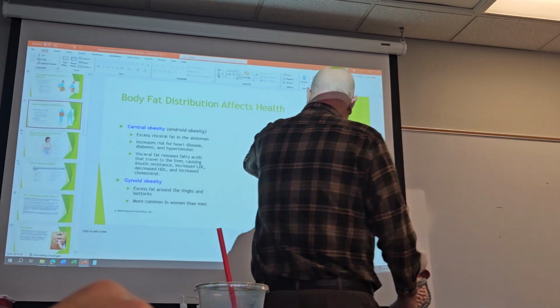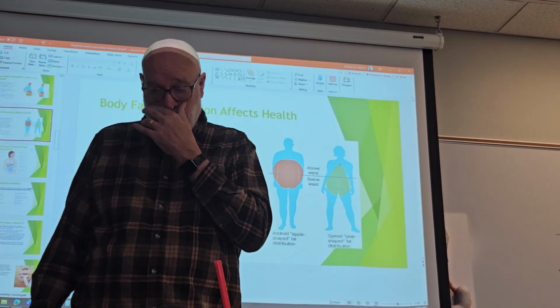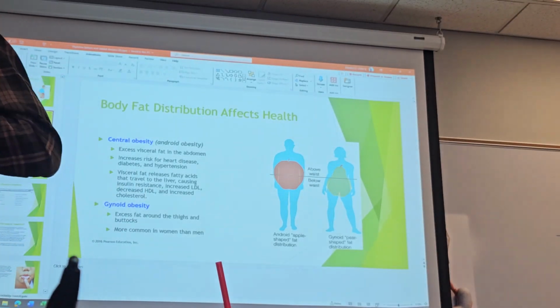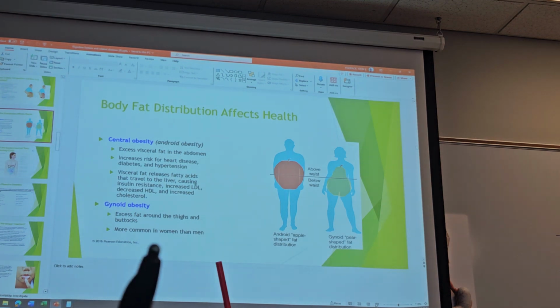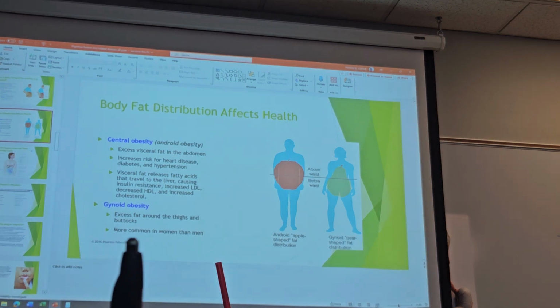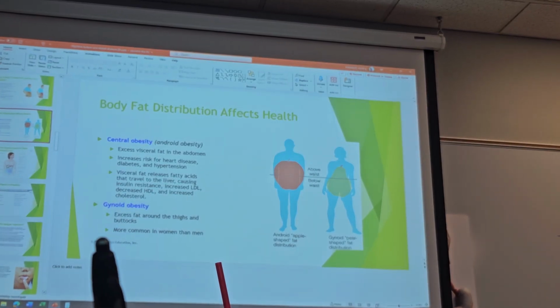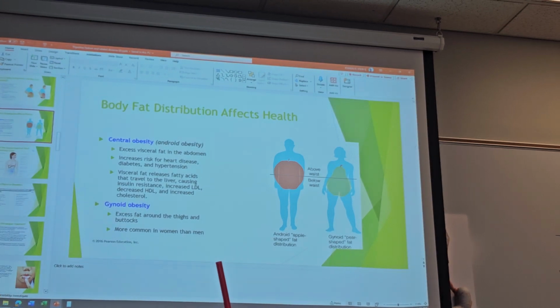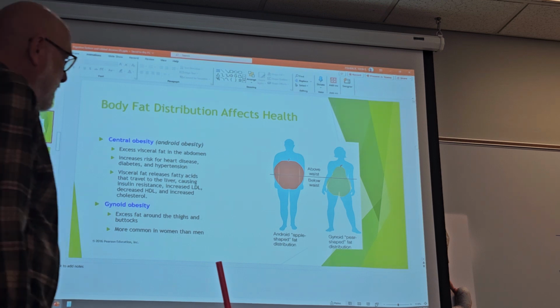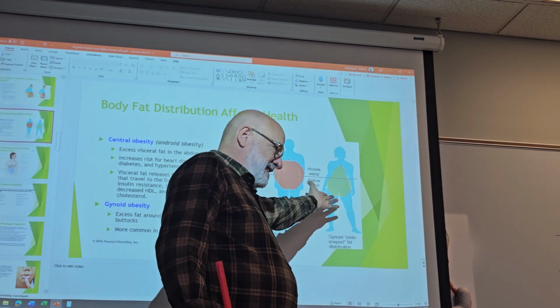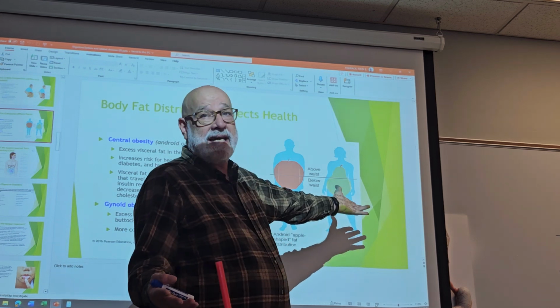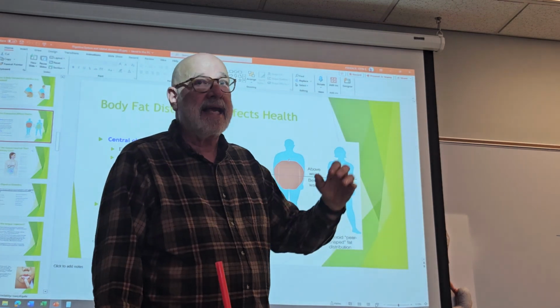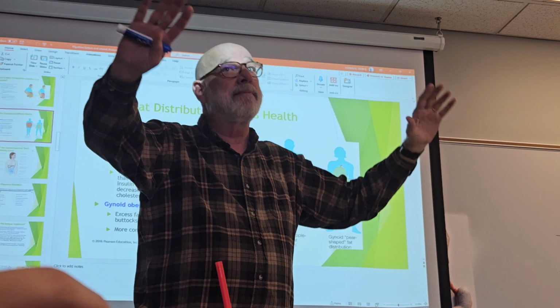The reason apple shape, or central obesity, is bad for you is because look at where that fat is. It's around your heart. It's around your spleen. It's around your organs. Again, hopefully you can remember this: pear-shaped is usually in women, not always, and apple shape is usually in men, but not always.